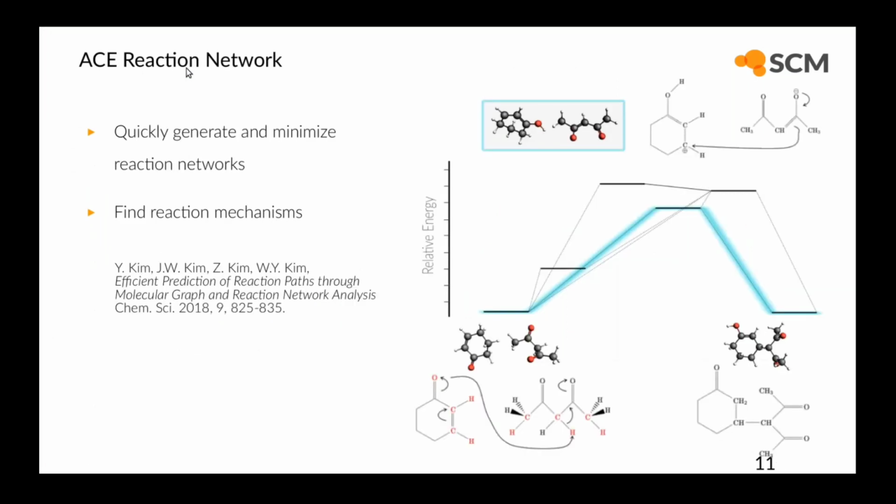Moving on, ACE reaction network. This is from a collaboration with Woojun Kim's group in Korea. This is a method to quickly generate and minimize reaction networks. If you have a few molecules and you know they will produce some other molecule, but you're not sure about the reaction mechanism, then this method will almost brute force it. It's not quite brute forcing, but it will figure out how many bonds need to break, how many bonds need to form, and minimize the path to do that. This is also supported by the graphical user interface, so you can use it to find reaction mechanisms, for example.